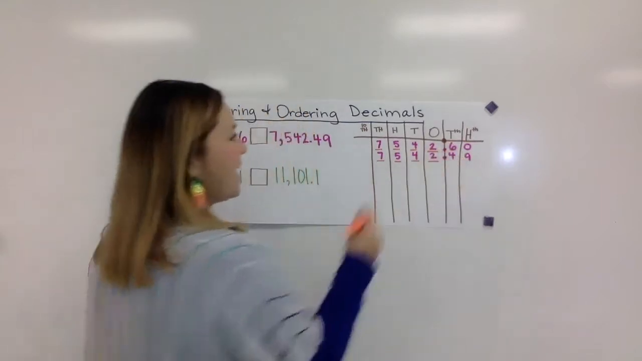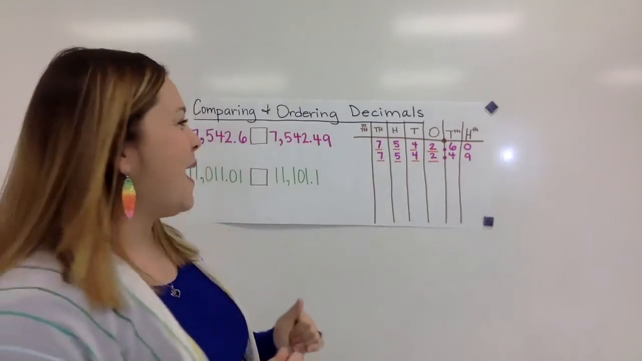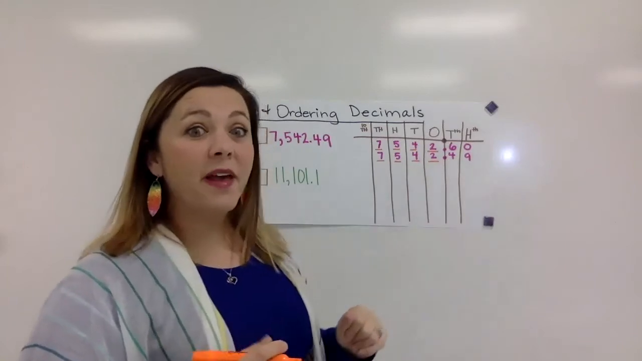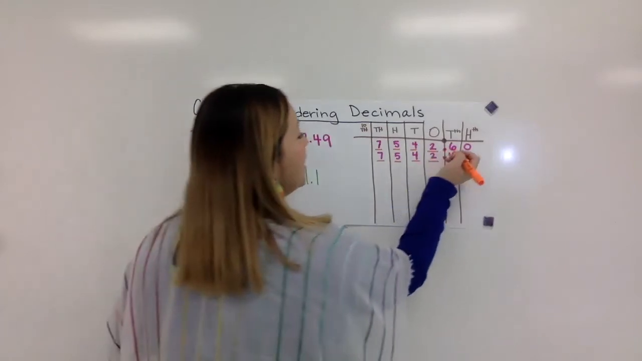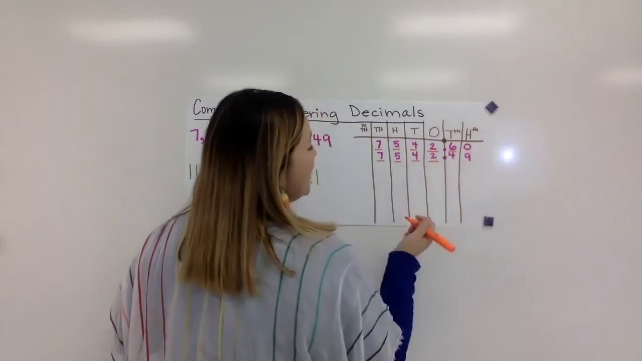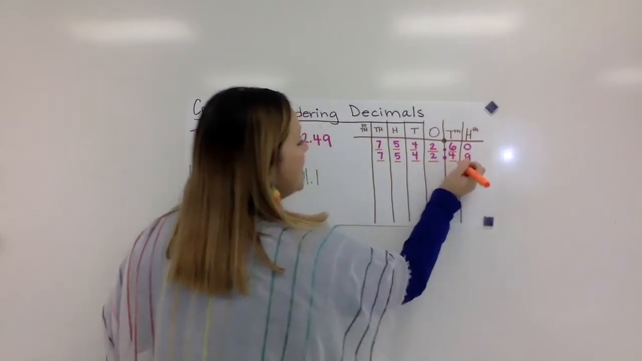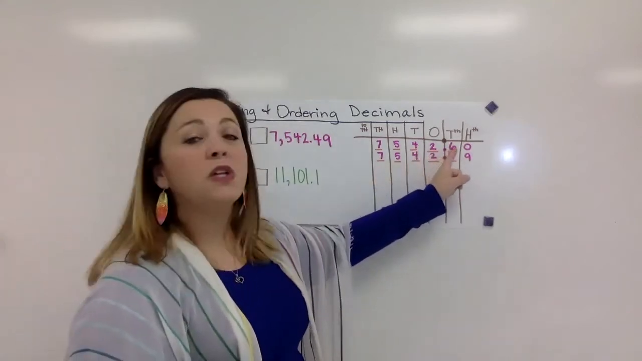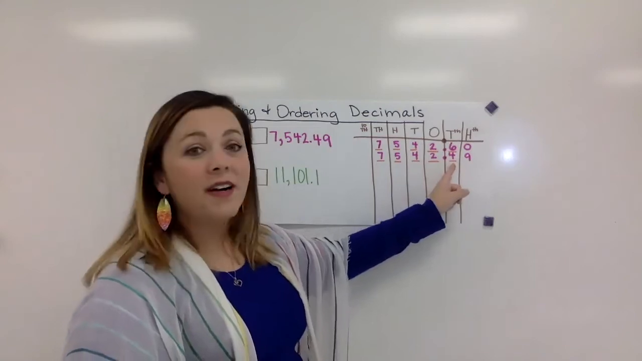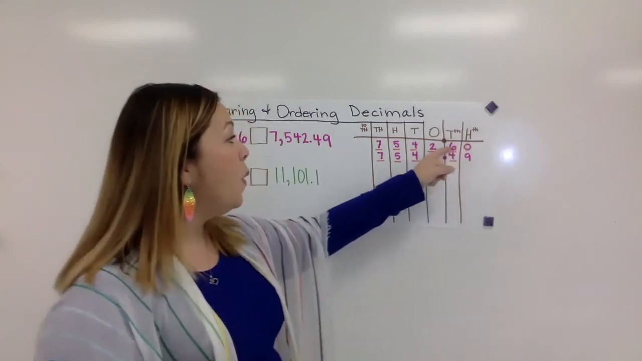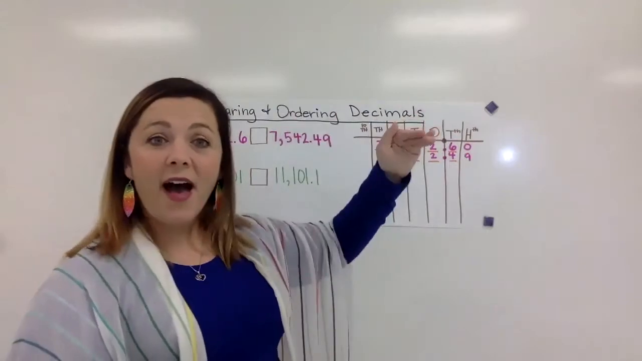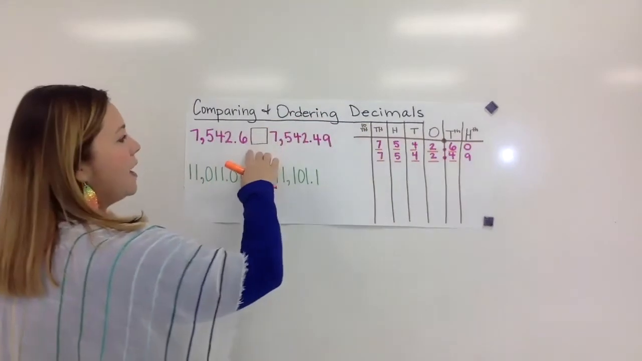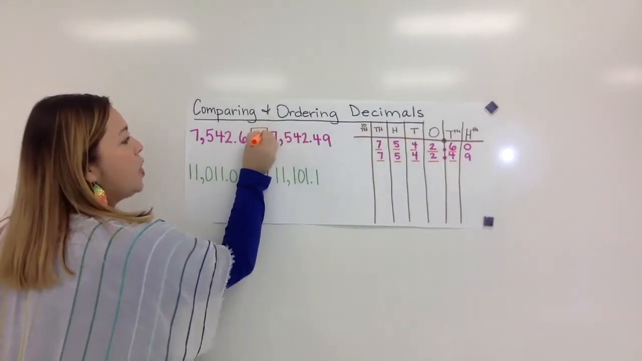Oh my goodness, look at that. Those 2 digits are also the same. So now we've reached our decimal place and we're going to move into the tenths place. And I'm pretty sure I see something different there. Look here. There's a 6 in the tenths place here and a 4 in the tenths place here. Since the 6 is larger than the 4, it means that this whole number has a greater value than this whole number.